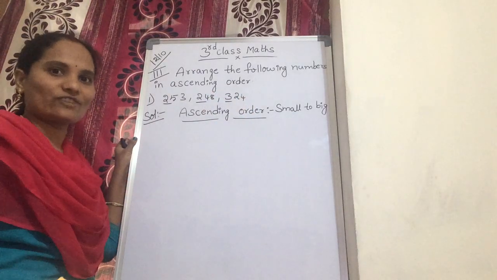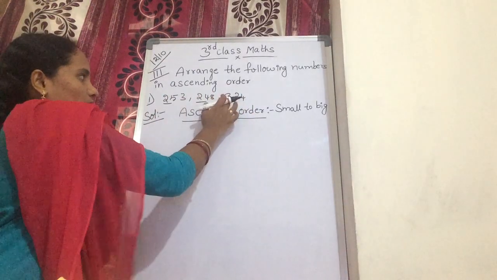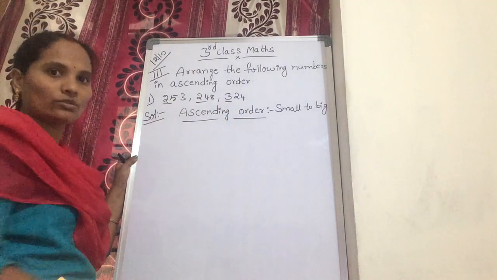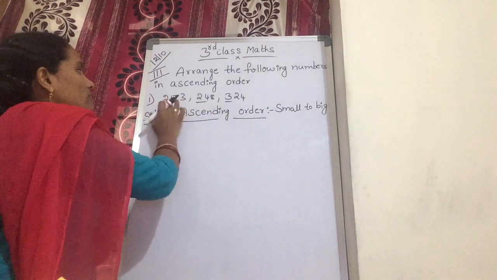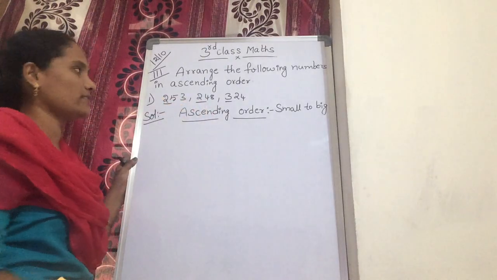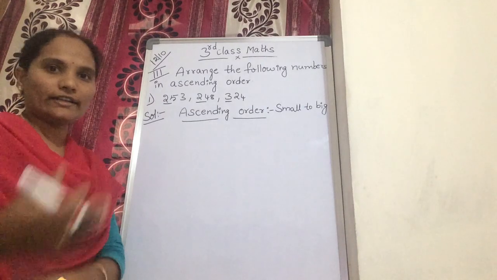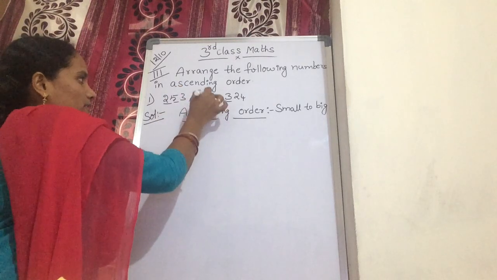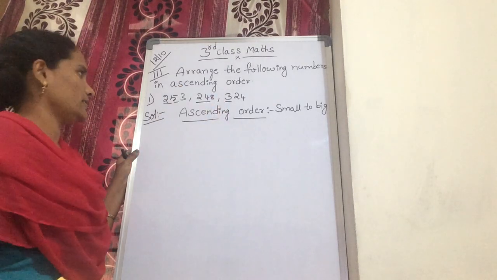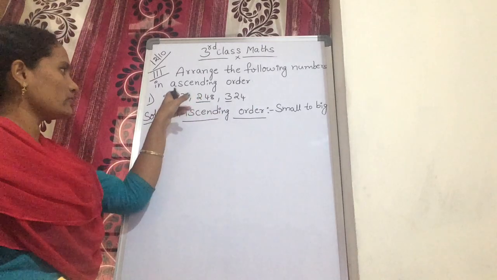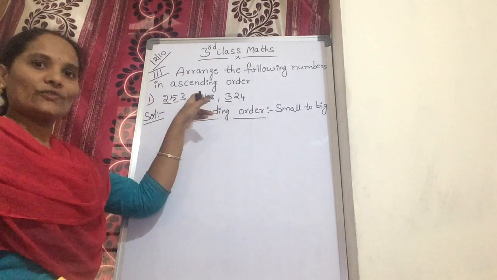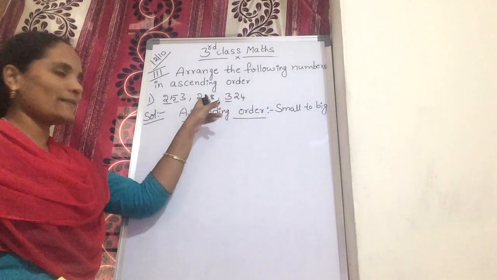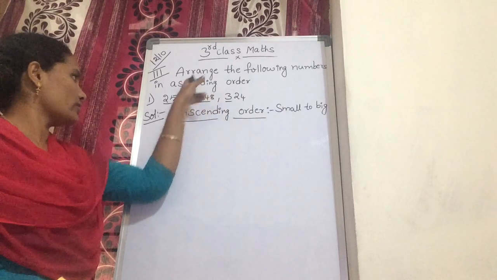Now tell me children, which one is the small one? 2 is always smaller, so we compare with 3. Now here both have 2, so in these two numbers we compare the next place value. What is the next place value? After hundreds comes tens. Here in tens 5 is there, and here in tens 4 is there. Which one is the small? 4 is the small one. So 248 is the small number.